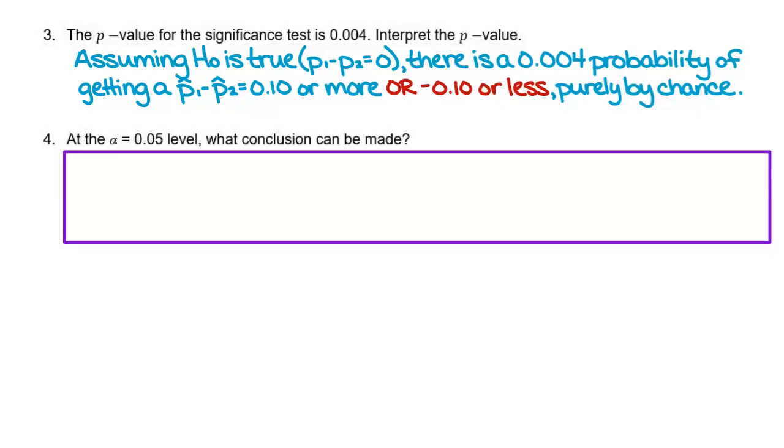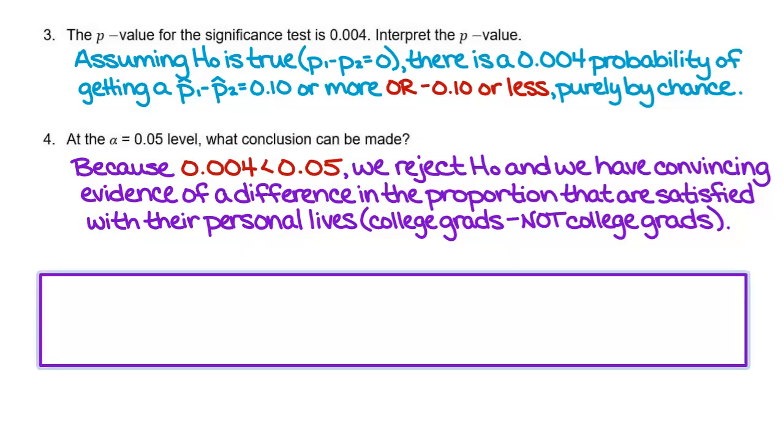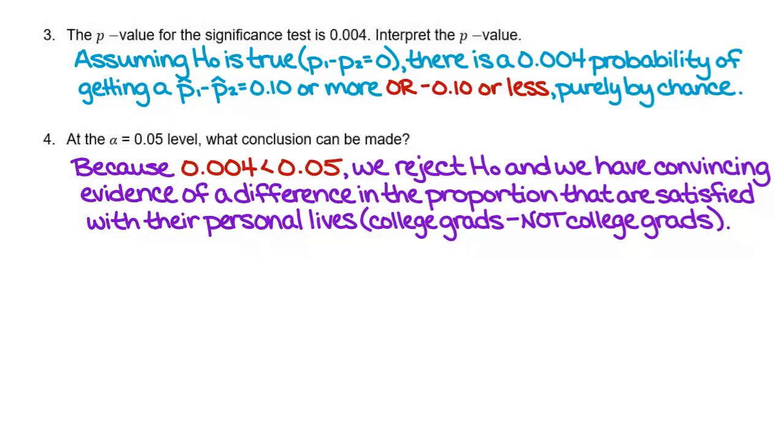If we have a p-value, a probability value of 0.004, what do we do? Reject. Why? Because it's less than 0.05. So because 0.004 is less than 0.05, we reject the Ho. Because we are rejecting, we have evidence now. We have convincing evidence of a difference in the proportion that are satisfied with their personal lives. And notice again, I give my direction again one more time here. College grads minus not college grads.